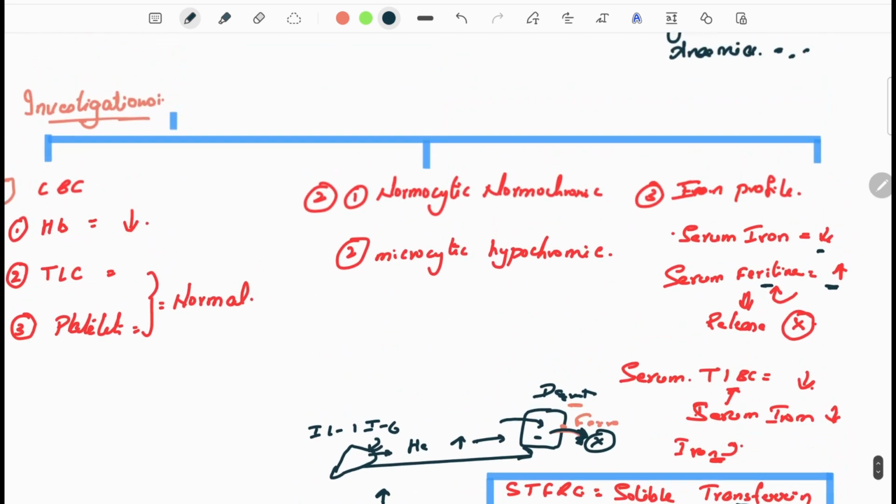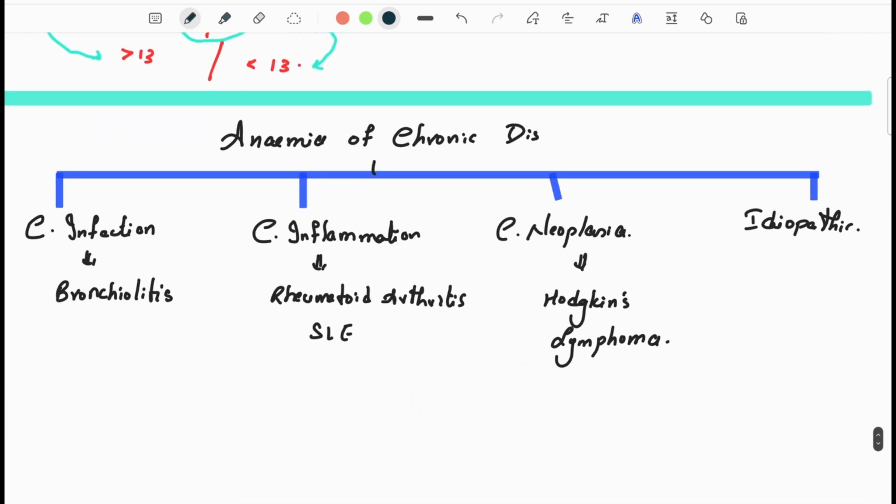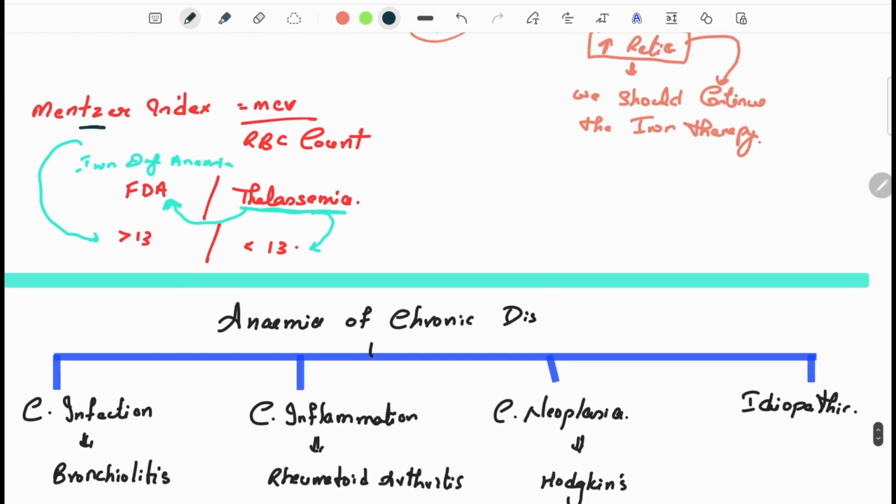And you must remember the Mentzer index. This is MCV by RBC. If it is greater than 13, it implies iron deficiency anemia, and if it is less than 13, it implies thalassemia. Okay. So, these two are very important to differentiate between iron deficiency anemia, thalassemia and anemia of chronic diseases.